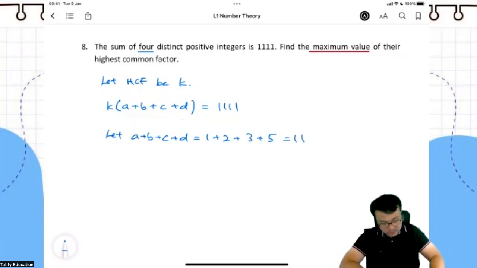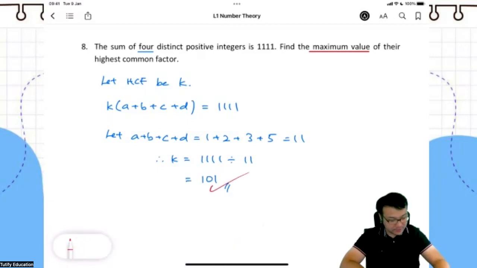So therefore, K should be 1111 divided by 11. And therefore, K should give you what answer? 101. Well done, Abby. Good job. Found the highest common factor. So, Abby, do you find that this question is easy or difficult? Easy. Well done, well done.